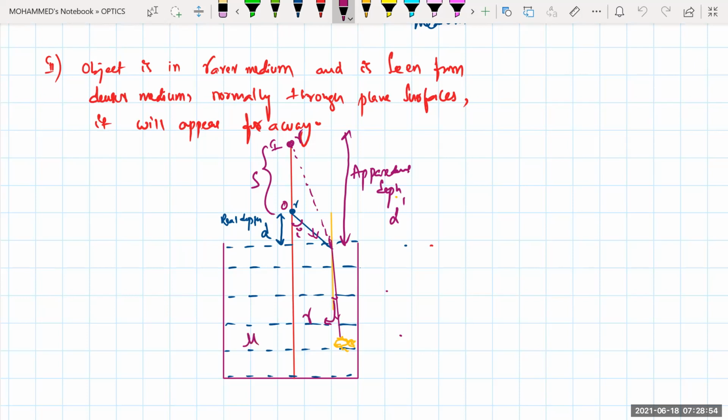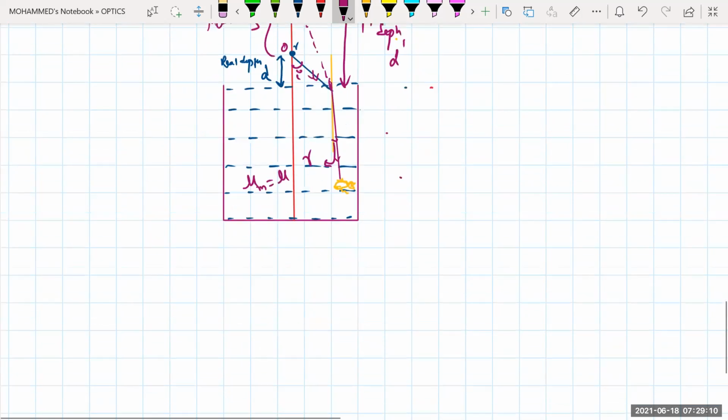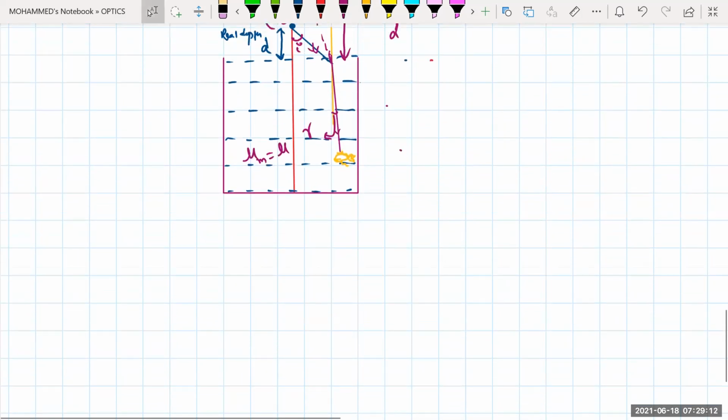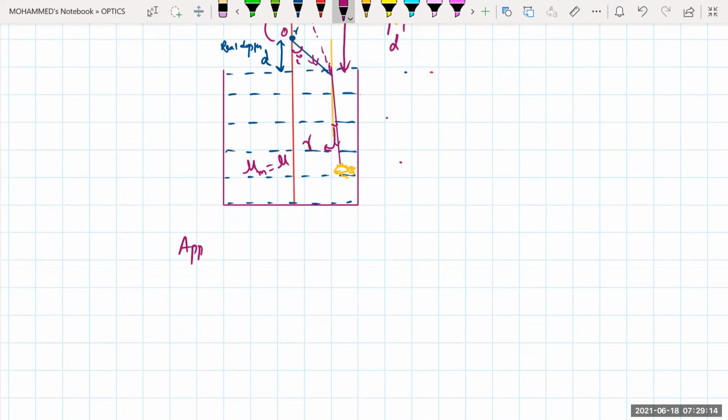Refractive index, say for example mu. Refractive index for the air we will take as 1. Refractive index of medium we will take as mu. Clear? Any doubt? The object is where? In the rarer medium. The object is in the rarer medium and seen in the denser medium. Applying Snell's law.